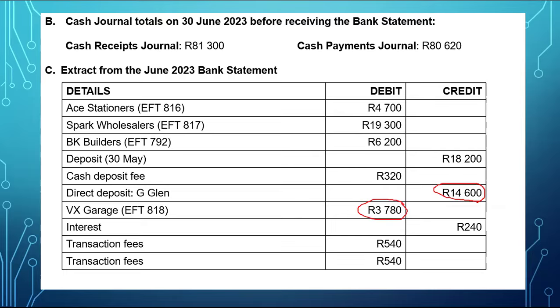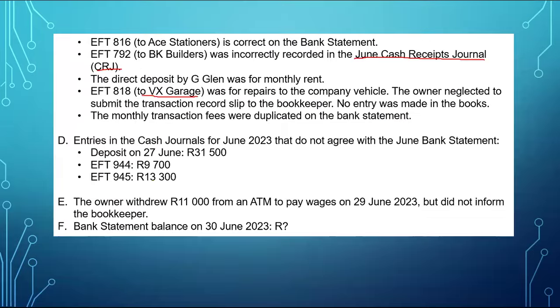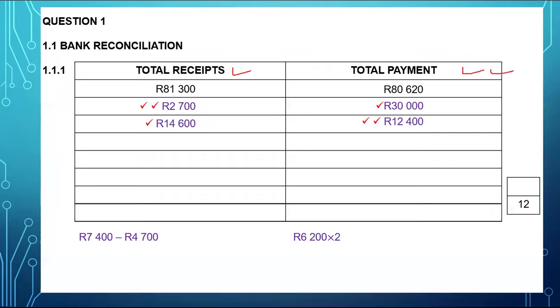What the owner did not do was to send the transaction record slip to the bookkeeper. The bookkeeper was supposed to have recorded that in the CPJ, but that was not done, and it was the owner's fault. It appears on the debit side of the bank statement. To take it, we'll have to record it in the cash payments journal as 3,780.